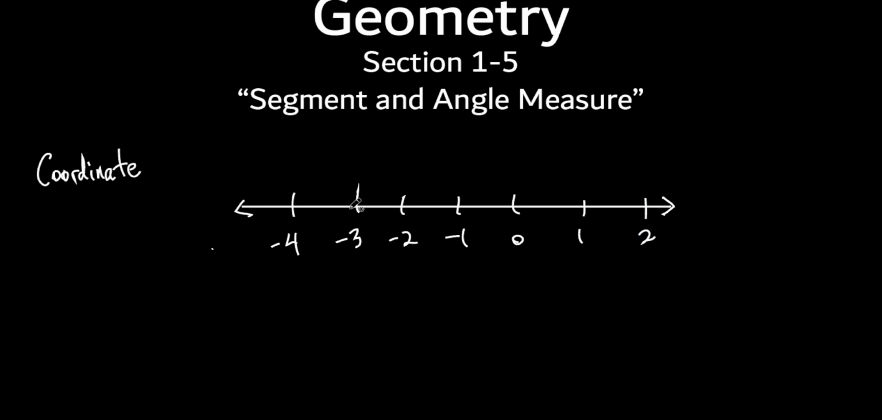So what if we did this? Watch. What if I said that's point A, that's point B, and this is point C, right there. So what value is associated with point A on this number line? What's at point A? -2, right? So we say that -2 is the coordinate of point A.